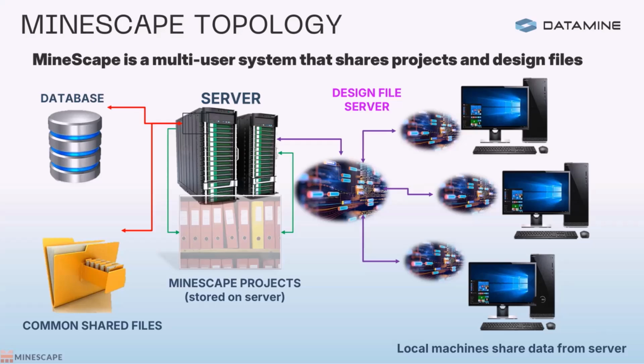On the right, you see the local machines. They don't pass files back and forth by email or network copies. Instead, they request and share data through the design file server, which ensures everyone sees consistent, up-to-date layers and elements. This architecture lets us support true multi-user editing of projects and design files, maintain data integrity and performance, and eliminate file duplication and version mismatch hell. So, in short, central projects, coordinated design files, and synchronized local access, that's how MineScape enables safe, simultaneous collaboration.